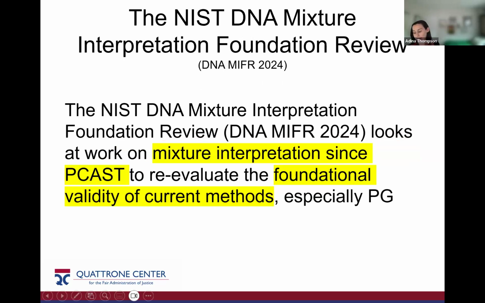So what's different is that in this review, NIST is looking at all of the research, or as much as they could gather, that's been done on probabilistic genotyping and mixture interpretation since the PCAST report in 2016 to reevaluate the foundational validity of the current methods that are being used. Those methods include probabilistic genotyping, which you'll notice is a large focus of this report.